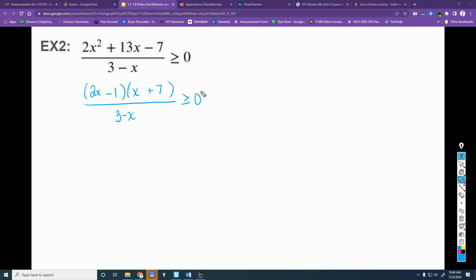So we are going to get the zeros for each one of these. For this one, we got 2x minus 1 equals 0. That is 2x equals positive 1. Divide by 2. x equals 1/2. There's one of my zeros. I'm also going to have x plus 7 will give me x equals negative 7.